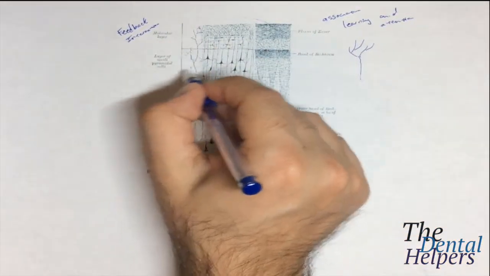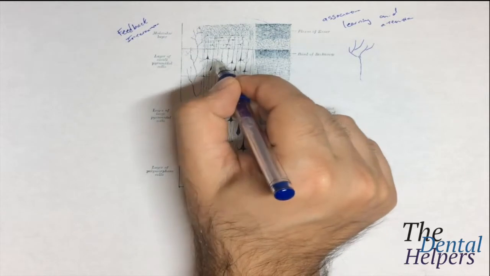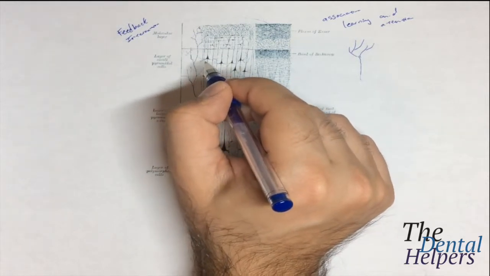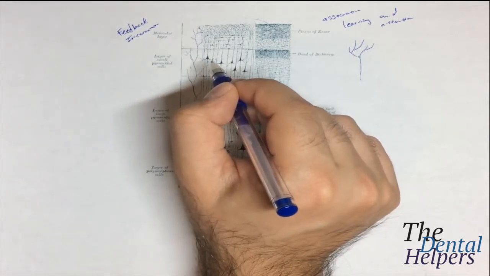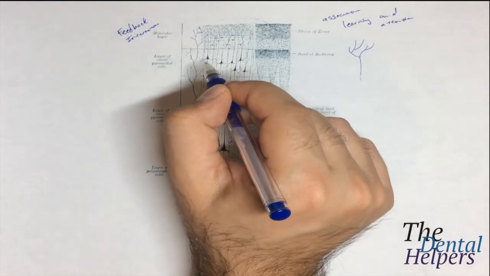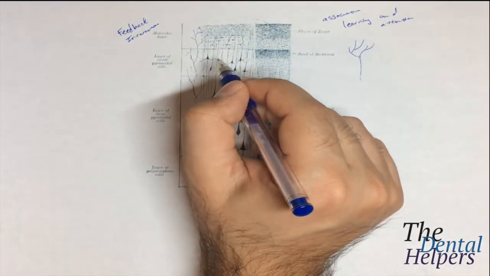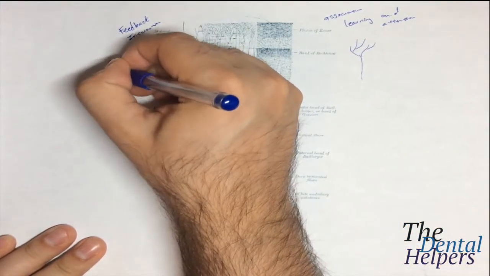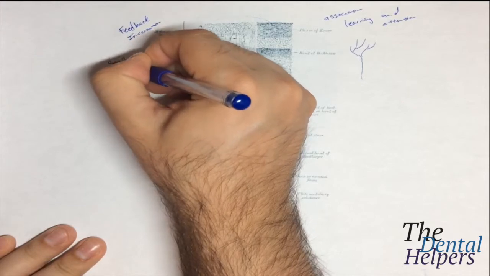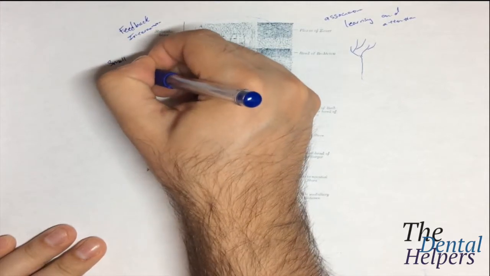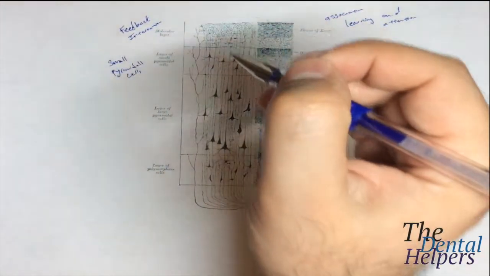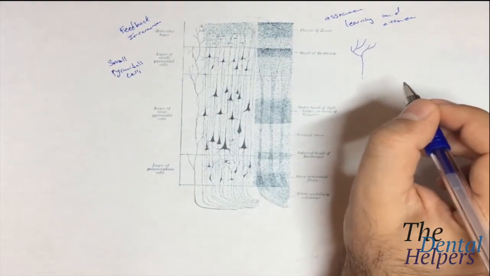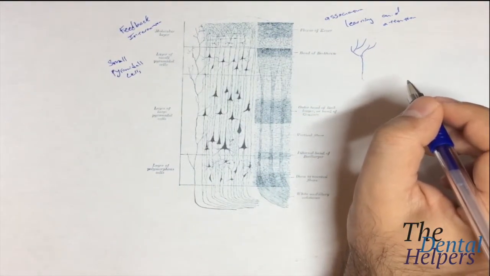The next layer is of the small pyramidal cells. And this is going to be the external granular layer. And as I said, it's going to have your small pyramidal cells. And a lot of stellate neurons.